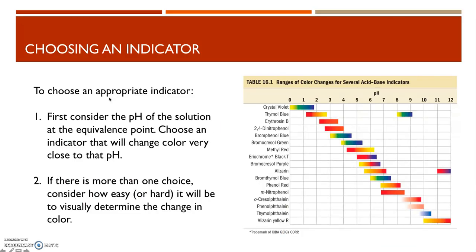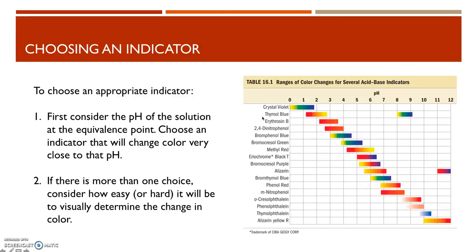So if you want to choose an indicator, you have to choose an appropriate one for the experiment that you're doing. So first you would consider the pH of the solution at the equivalence point. So you choose an indicator that'll change color very close to that pH. Now in the reactions that we've been looking at for HCl plus NaOH, the products of that are water and salt. And sodium chloride, sodium ions and chloride ions do not have any acid-base character. So once you have completely neutralized the acid with the base, you should have a pH of 7.